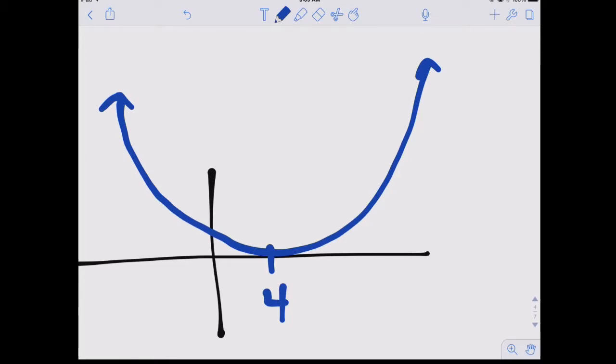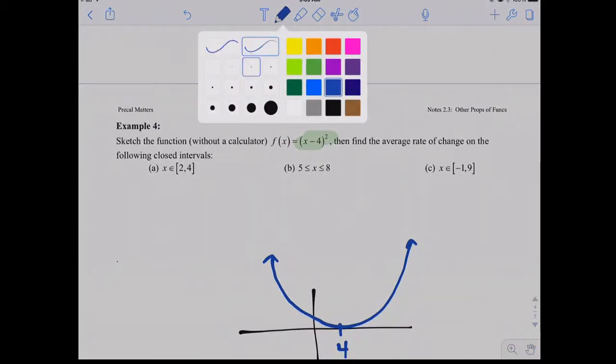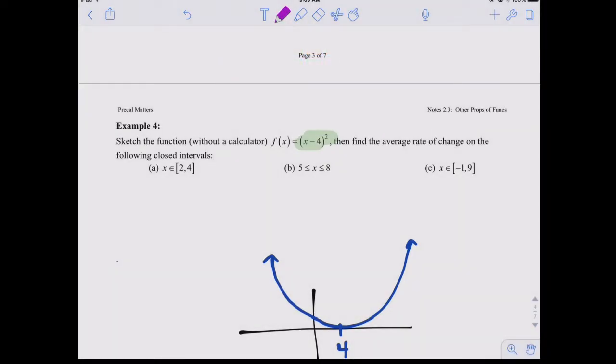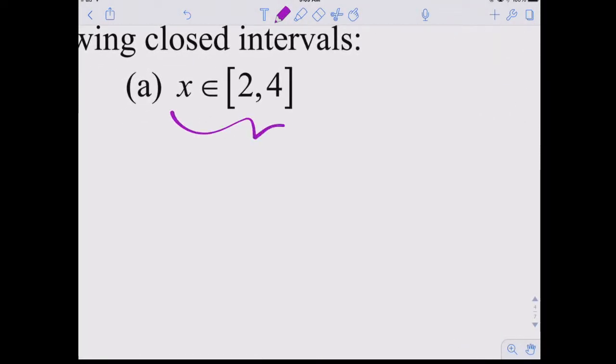There you go. And now what we're trying to do here on part A is we're trying to find the slope of the secant line, or the average rate of change. Notice the notation there. How would you read that?